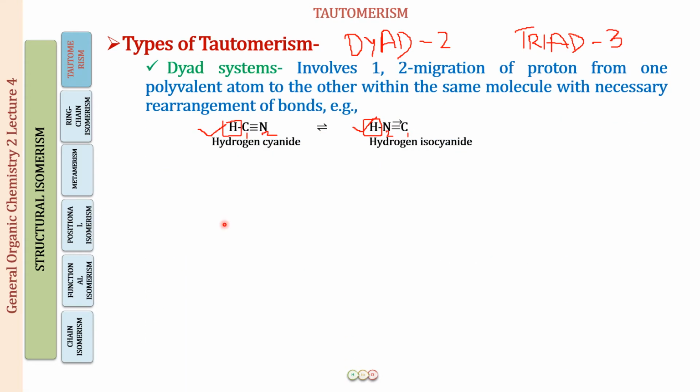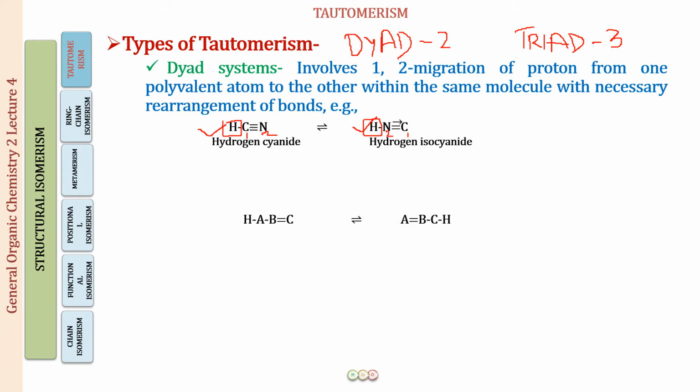So a dyad system involves 1-2 migration of a proton or hydrogen from one polyvalent atom to the other within the same molecule with necessary rearrangement of bonds. So the hydrogen has shifted its position from one polyvalent atom to another. And because there are two atoms involved, we call this a dyad system. So next we have a triad system. So here we will be having 3 polyvalent atoms and a shifting of position of hydrogen from where? From position number 1 to position number 3.